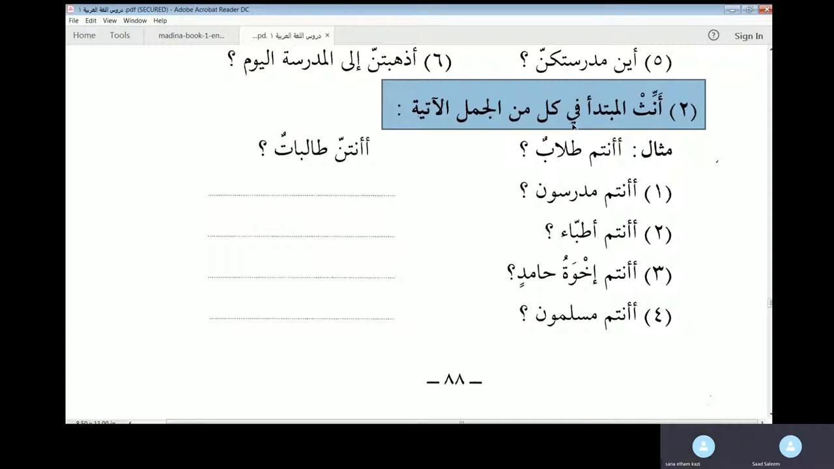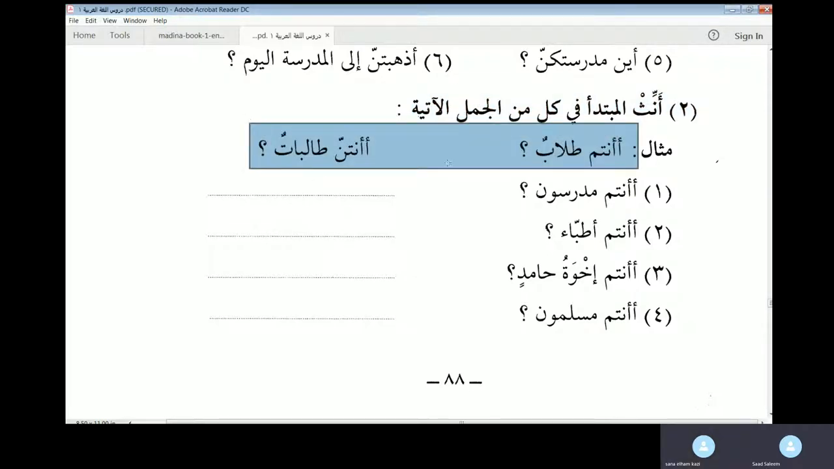Al-Mubtada'a fi kulli min al-jumal al-atiyati. Annath, muannath, so female. So make feminine al-Mubtada'a, so the subject, fi kulli, in all, min al-jumal al-atiyati, of the following sentences. Yes, make the subject feminine in all of the following sentences.